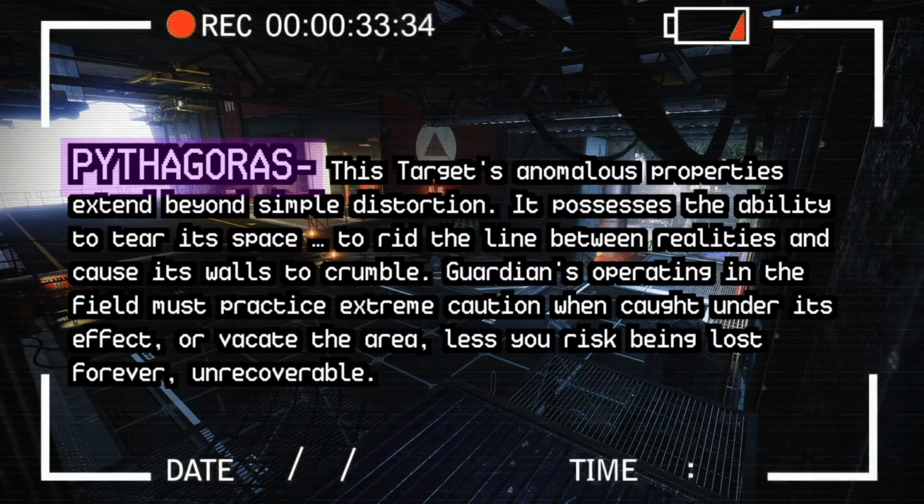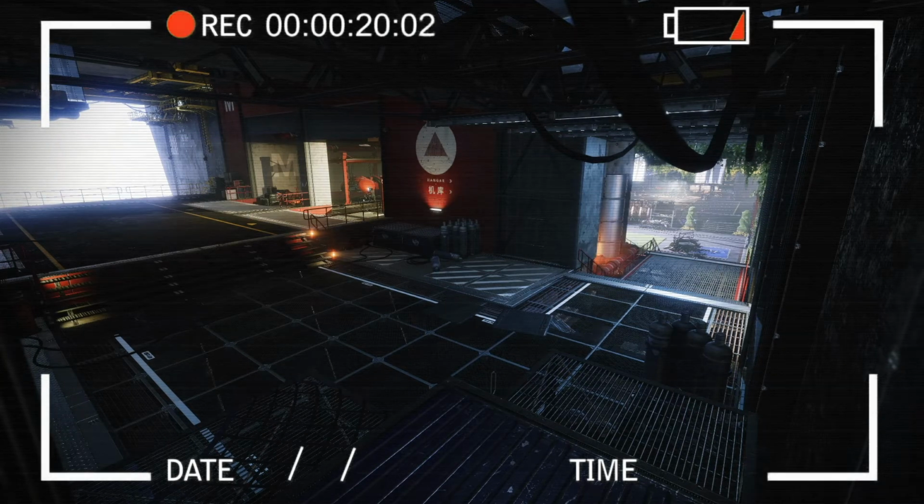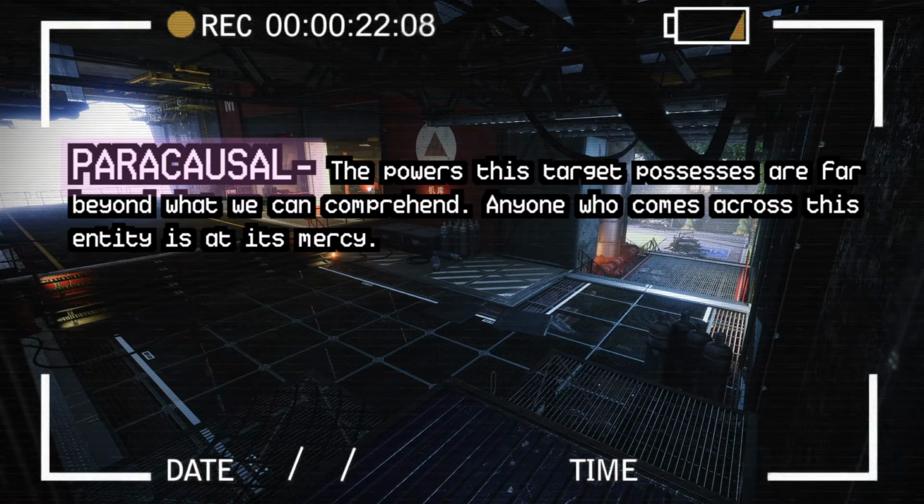Pythagoras. This target's anomalous properties extend beyond simple distortion. It possesses the ability to tear its space, to rid the line between realities, and cause its walls to crumble. Guardians operating in the field must practice extreme caution when caught under its effects, or vacate the area, lest you risk being lost forever. Paracausal. The powers this target possesses are far beyond what we can comprehend.